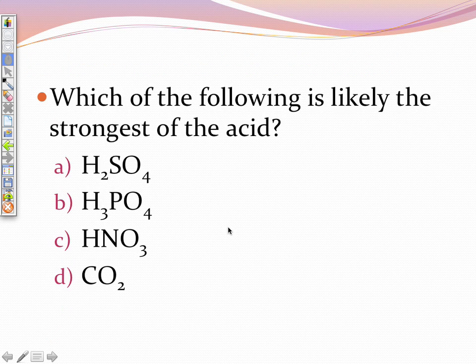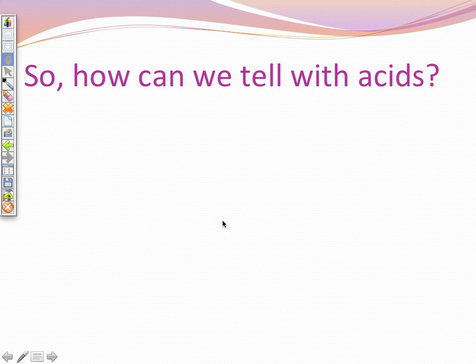So looking at this question, which of the following is likely the strongest of the acid? This one has a 3-to-1 ratio, so that is our strongest acid. This one doesn't even have a hydrogen, so that doesn't count. We have 4-to-3, 2-to-1 in the last one, so C is the correct answer.